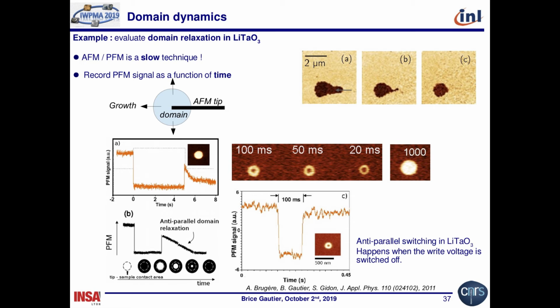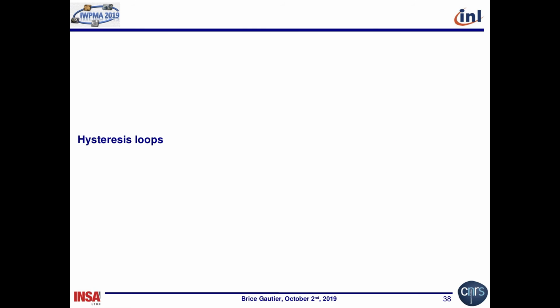So what you see is this nice domain there. Just compare to this one. You are in this situation, you apply the voltage, you switch, but exactly when you release the voltage, the domain switches back. And what you see is this nice donut there. So you can access some kind of dynamics, where you can explain there is a discharge phenomenon at play, which is responsible for the flipping back of the domains in the central part there. From this PFM as a function of time, you can better understand what happens on the surface during the application of the voltage. Okay.